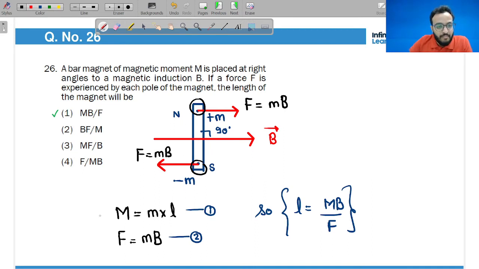So we know that what is the magnetic moment? The magnetic moment is capital M, that is small m into length of the bar magnet. Force is small m into B. Let's take the ratio and we can say that L comes out to be magnetic moment into B upon F. Do you understand? This is how you get your answer.